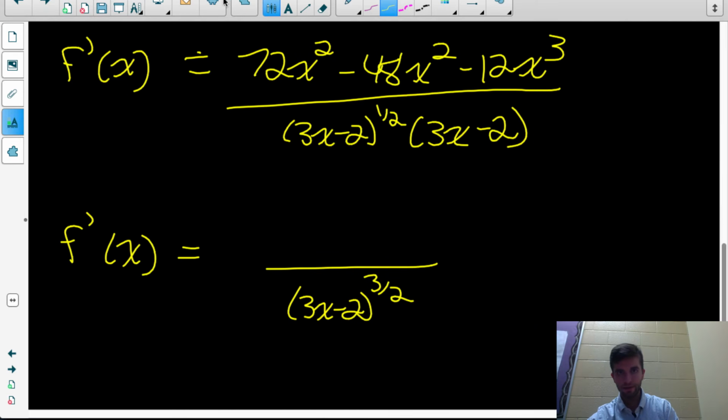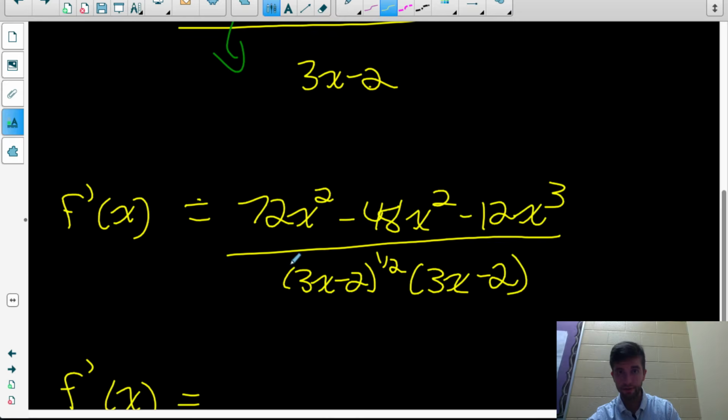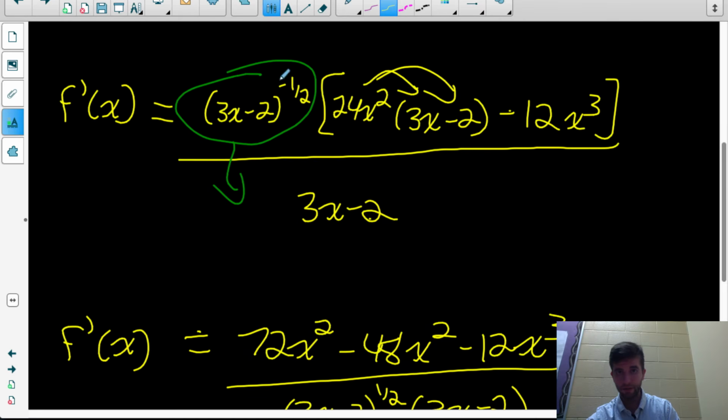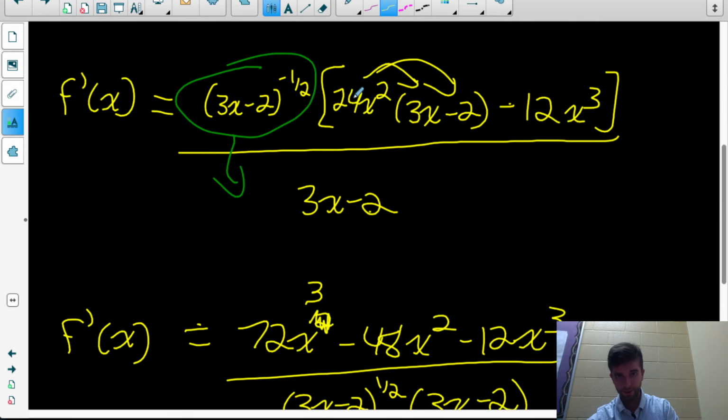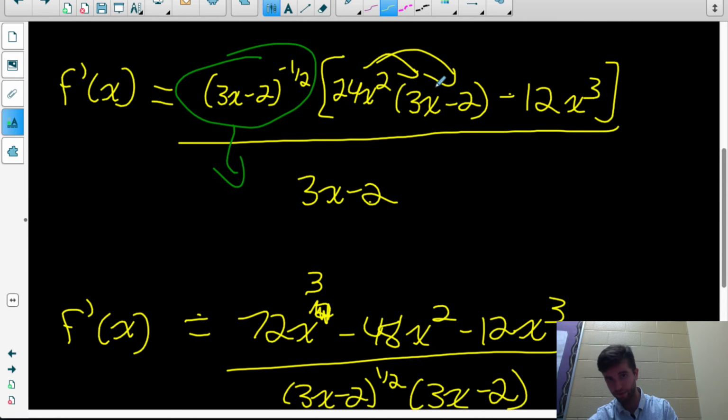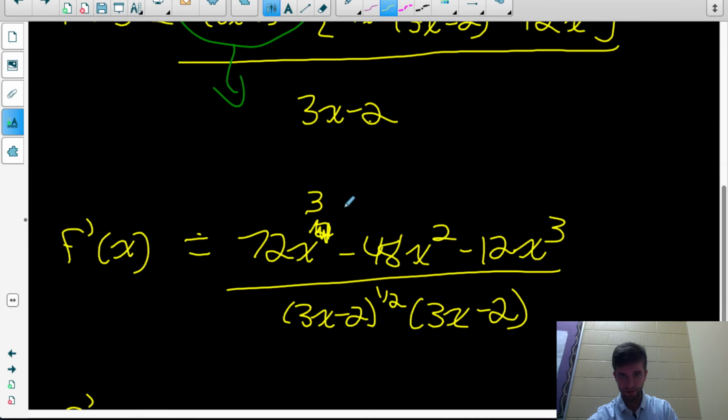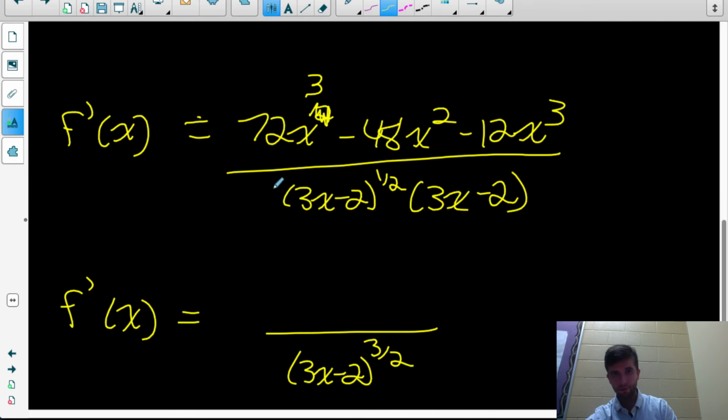Numerator, I can collect the 72x squared and the 48x squared together. So I want to check and make sure I did that properly. 72x, oh, it's 72x cubed. I don't know why I wrote squared. It's 72x cubed. So up here, when I expanded the 24x squared times 3x, the x's are being multiplied, so of course I should have added the exponents 2 and 1 together. That's 3, so 72x cubed. That way it collects with the 12x cubed, so 72x cubed minus 12x cubed is 60x cubed minus 48x squared.